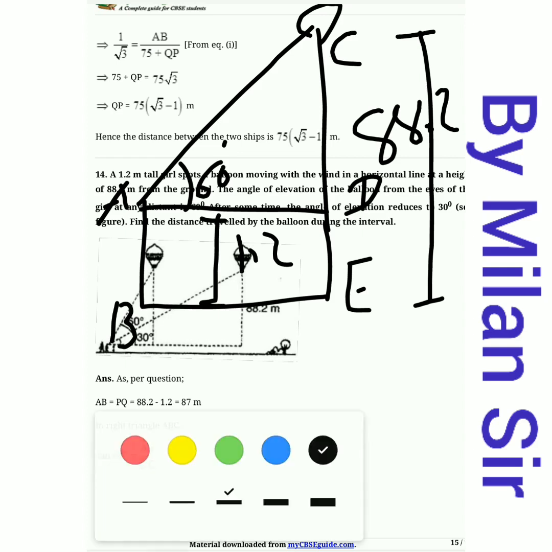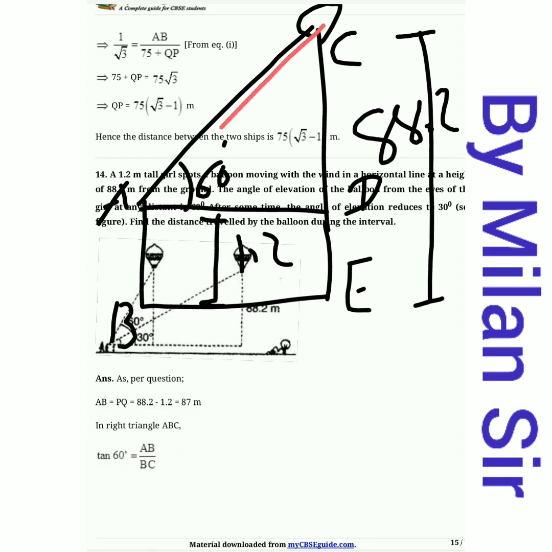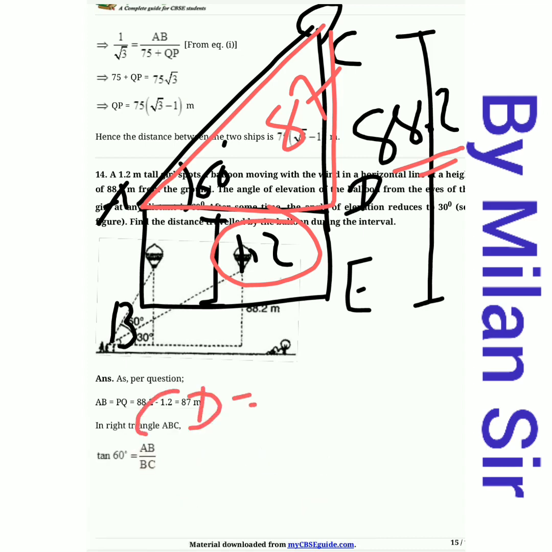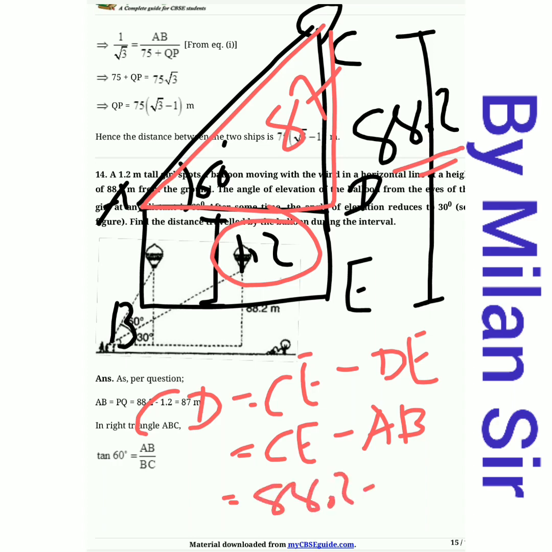Here I need to find CD because our triangle is ACD. Okay, so if we subtract 1.2 from this 88.2, we can get CD. So 88.2 minus 1.2 is 87, right? So we can write here CD is equal to CE minus DE. Now in place of DE, we can write AB because ABED is a rectangle. CE is 88.2, here 1.2, so we get 87 meter.